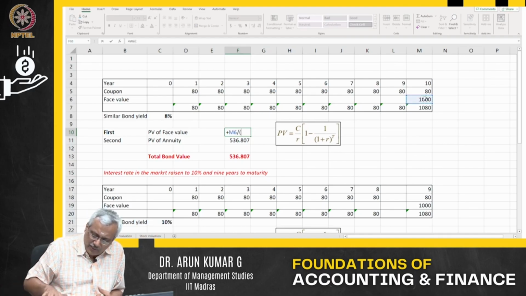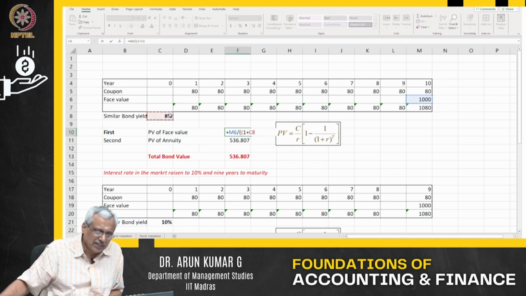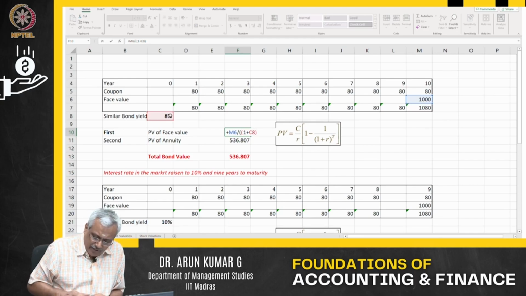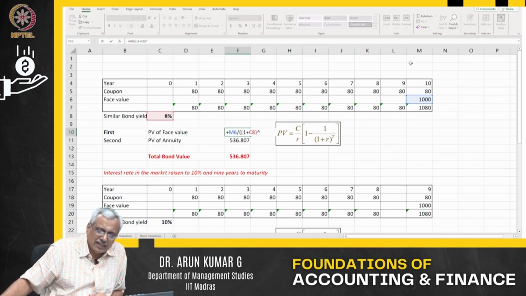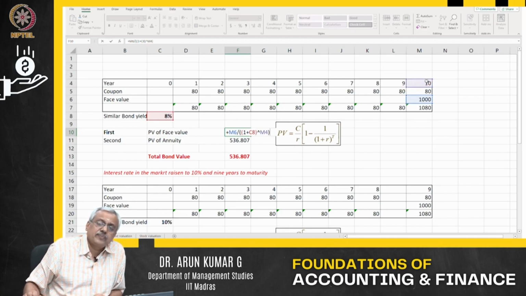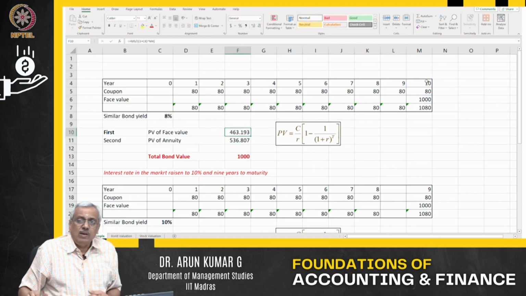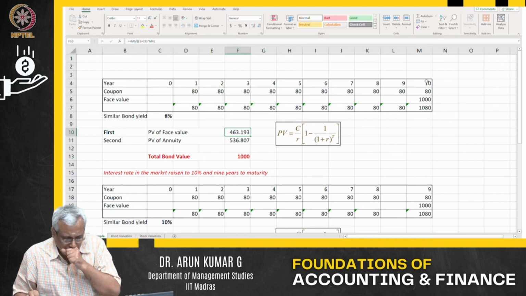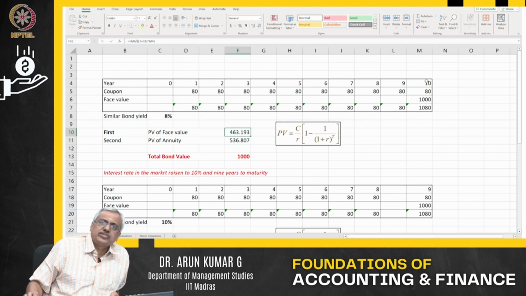At what rate do I discount? I am going to discount it at 8%, that is 1 plus R, because the expected return on equally risky instruments is 8%. T is the number of years after which I am going to get it, which is at the end of 10 years. So the present value of the face value of the bond is 463.